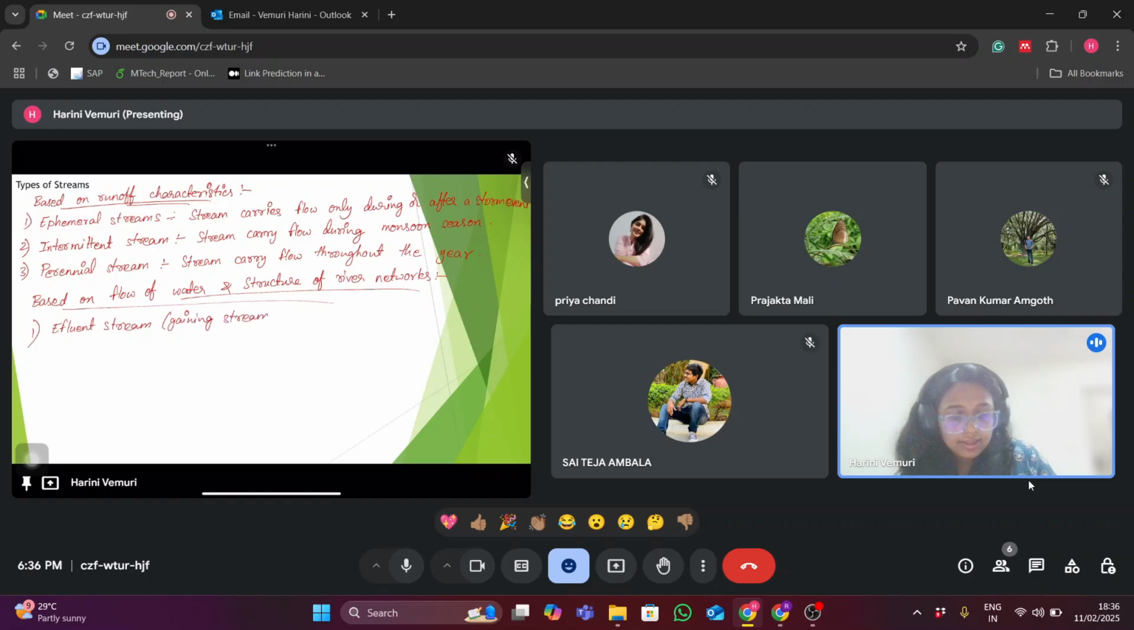Okay. In this, the groundwater will contribute water to the stream. Hence, the stream will expand deeper and also broader. Okay. Groundwater contributes water to the stream. This can be seen mainly in tropical and temperate climates.